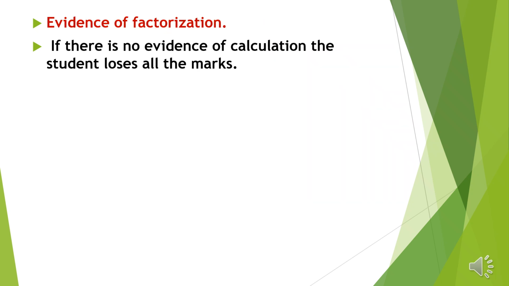If there is no evidence of factorization, then that means also the student will lose all the marks. For example, they ask you to find the square root of maybe a number more than 1,000, more than 300, and so on. Then you decide to use a calculator, and the question tells you to do it without using a calculator. That means you lose all the marks.